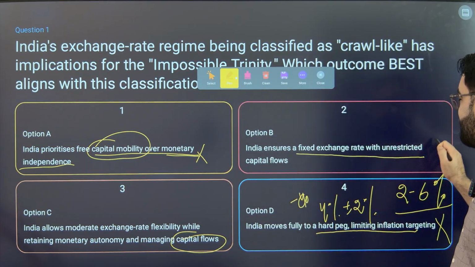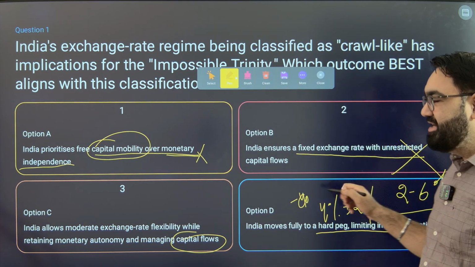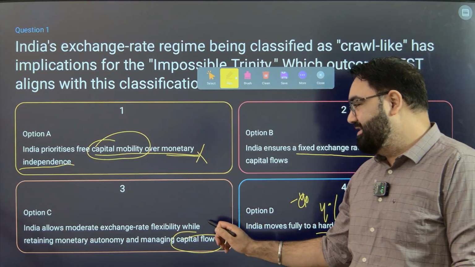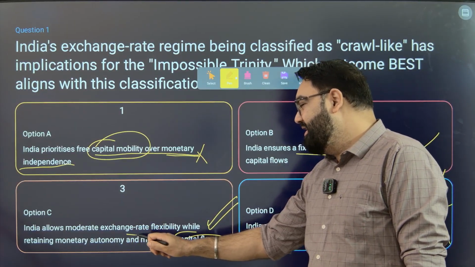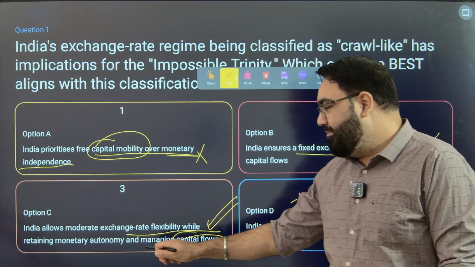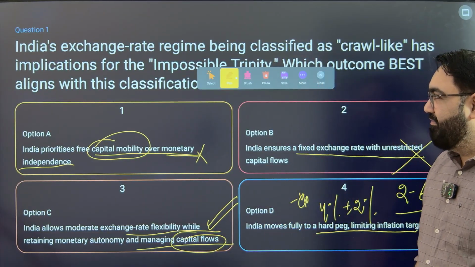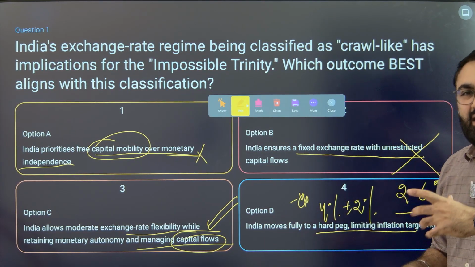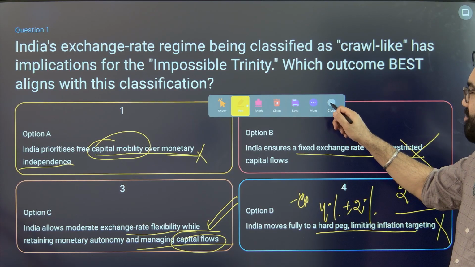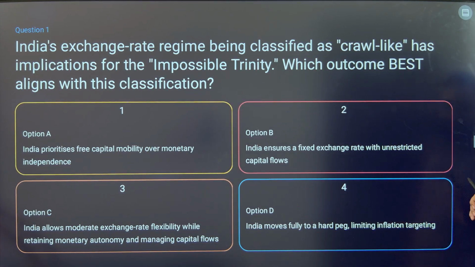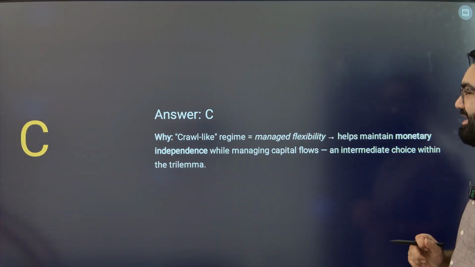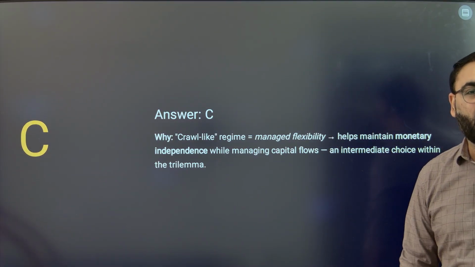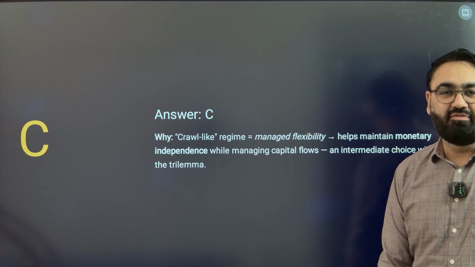India ensures fixed exchange rate? No, we don't have any fixed exchange rate. It's a free floating exchange rate. The answer here is C. We allow moderate exchange rate flexibility while retaining monetary autonomy and managing capital inflow. This is the trinity, the three problems that any country, especially India, has to make sure that we counter very well. So the answer here, as I said, is C. Moving on to the second question for the day.